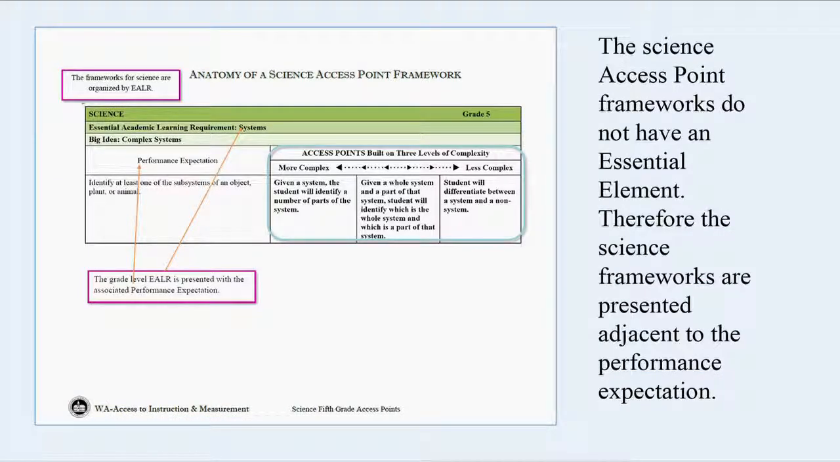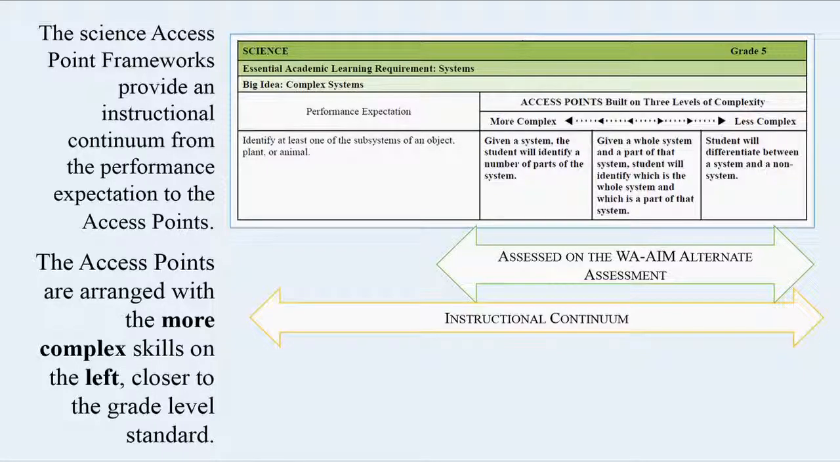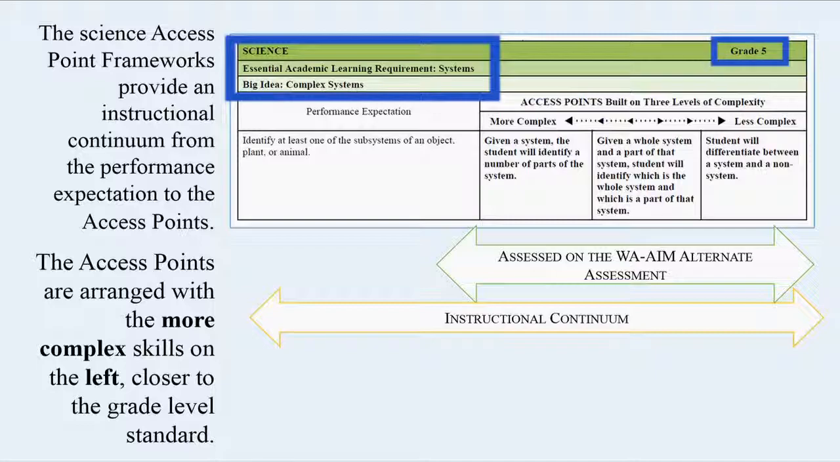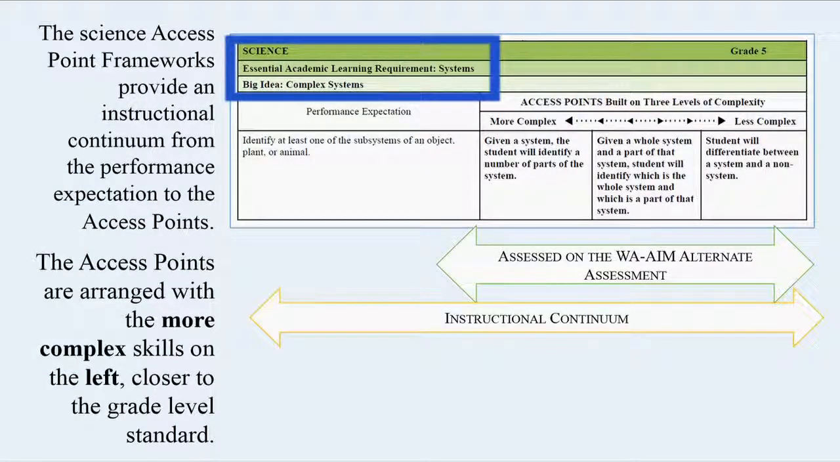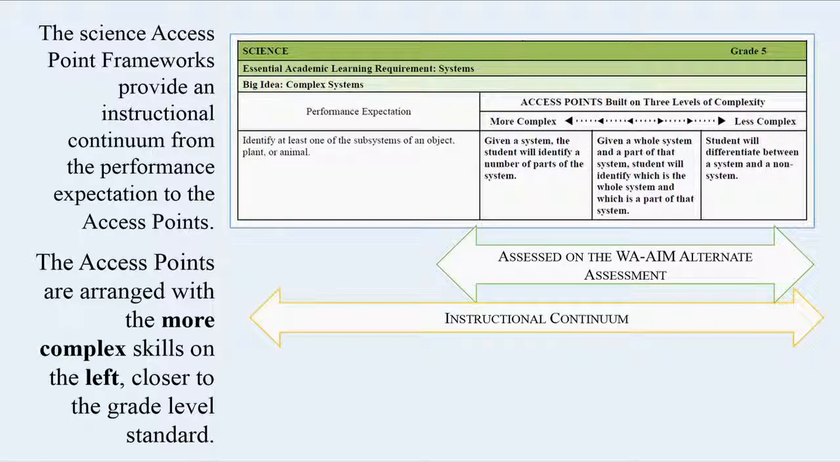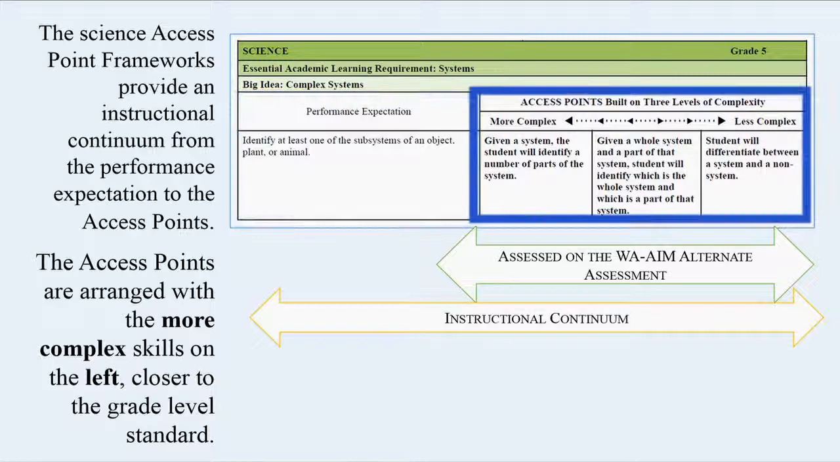Science is laid out identically, except there's no essential element, because those were built off of the Common Core. So remember for us, science is still our state-based standard. So we still have the same kind of layout up top of content, grade. And then for us, this is state-based language, we have the organizing structures are essential academic learning requirements. They're our EALRs. And this one happens to be systems. And then again, through our organizing structure, our standards, we have the performance expectation. And then we have our 3 levels of complexity.